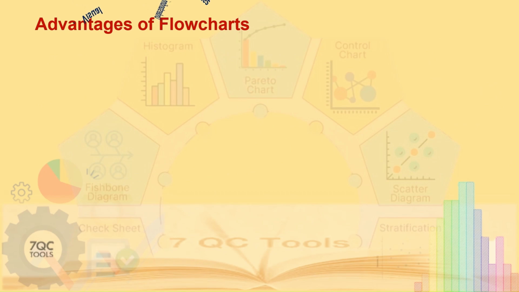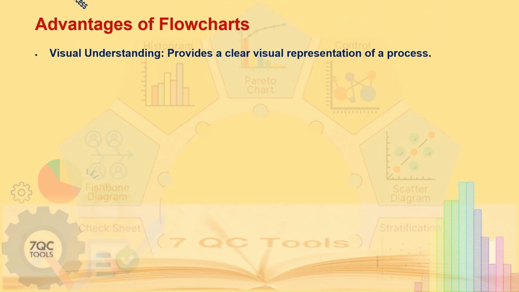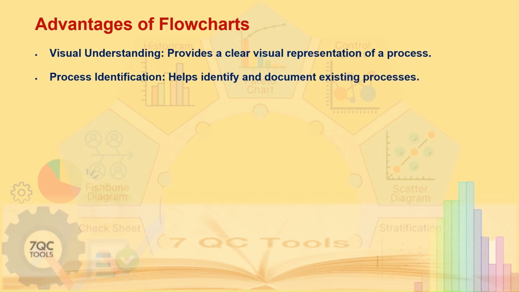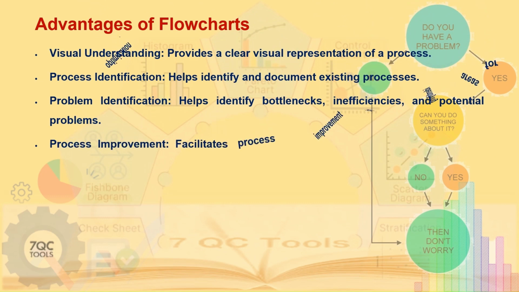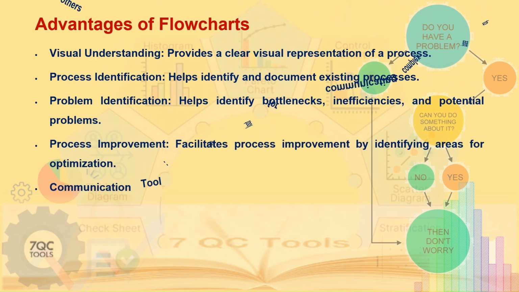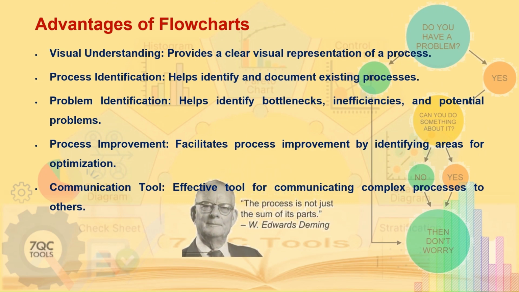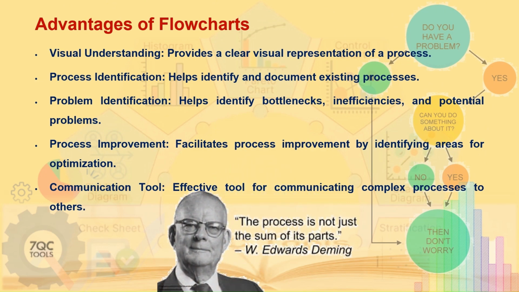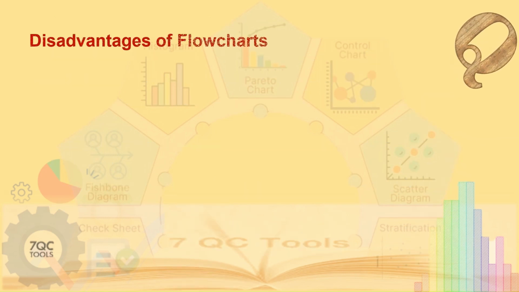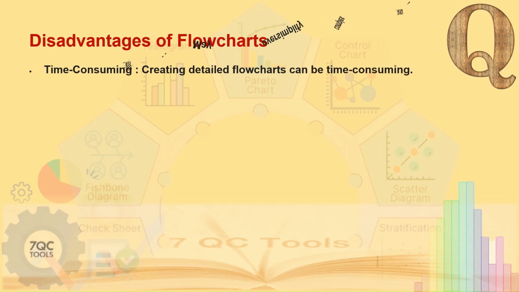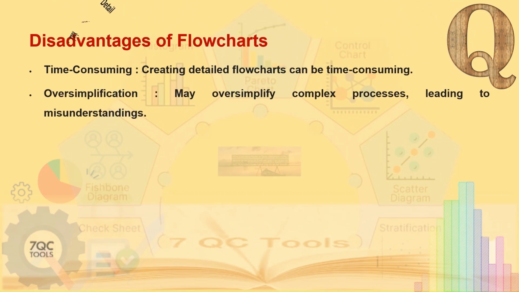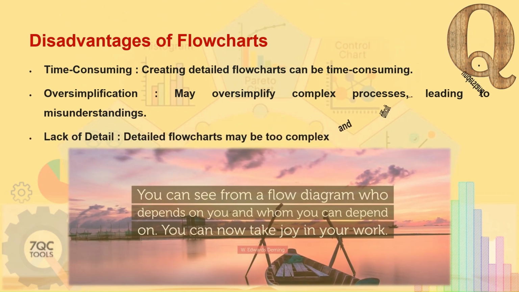Flowchart provides a clear visual model of a process. It is useful to identify or document the bottlenecks, inefficiencies, probable problems, and improvement areas in a process. This tool is also useful for communicating complex processes to others in the team or organization. Usual drawbacks such as being time-consuming, and oversimplifying complex processes leading to misunderstanding, are applicable to this tool also. Further, lack of details may present a process as complex and difficult to understand.